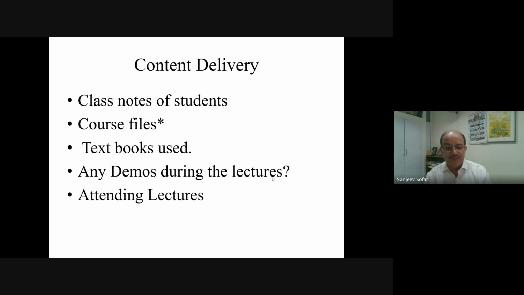Then what sort of textbooks are to be used, any demo during the lectures, attending lectures. Let's say the teacher prepares everything, but the student doesn't come. I have to give some weightage for attending the classes also. Because in case I say, okay, self-study and he will pass, then why should I organize the classes? This is the most important component. How exactly content delivery is to be done.